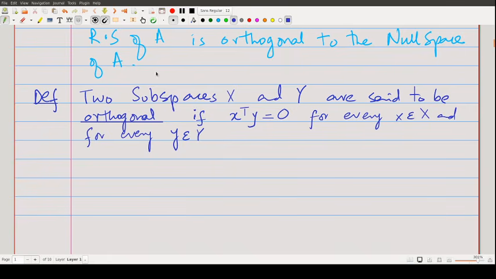So let's do an example here. An example is the following. Let X be the subspace spanned by E1, and let Y be the span of E2.